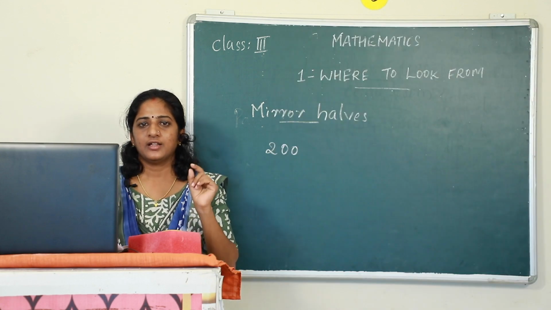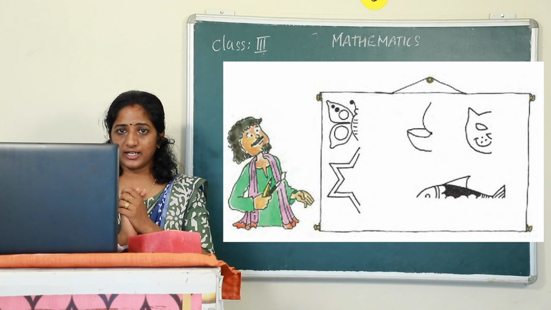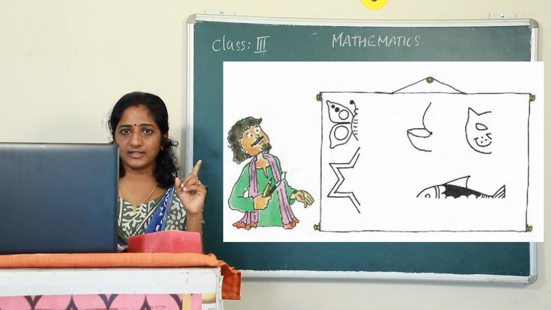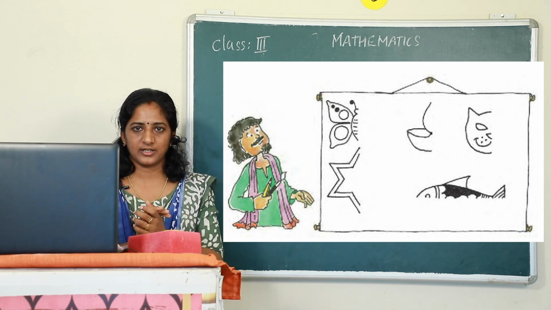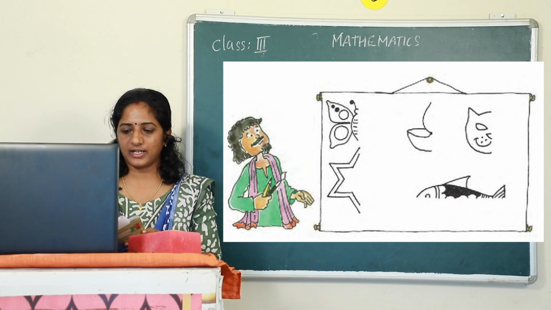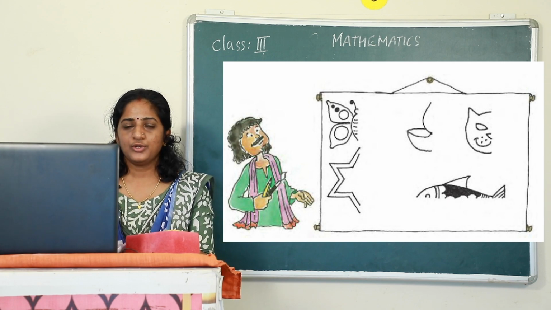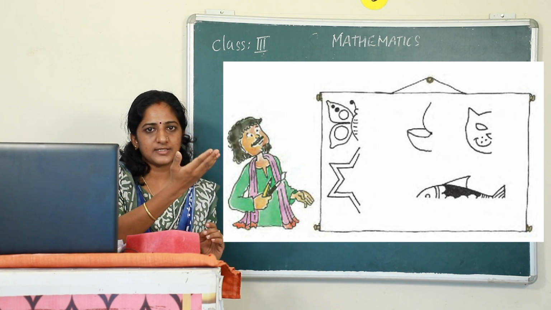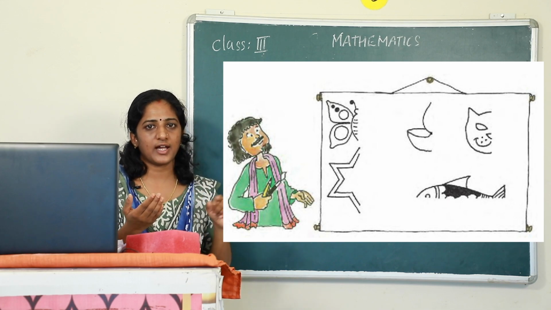So children, there is an assignment on page number 8. Okay, I told you a story about a painter, right? That painter drew a few more figures. It's given on page number 8. So I will show you that figure. What you have to do is take a mirror and place it in the middle of each picture and try to find out what that is.